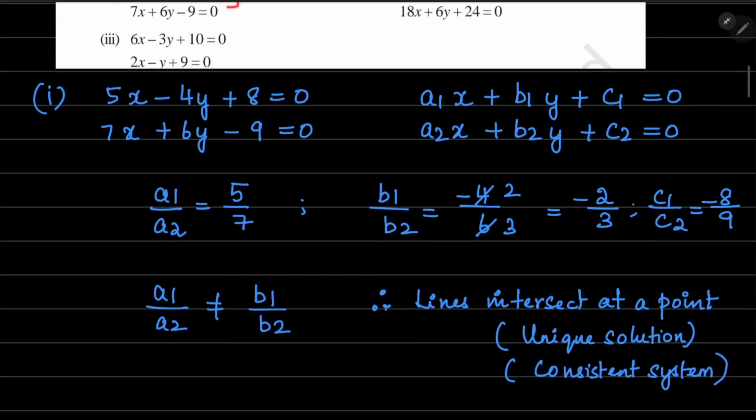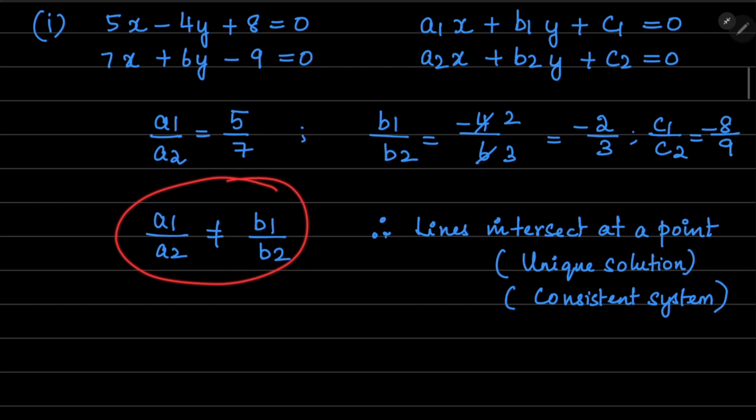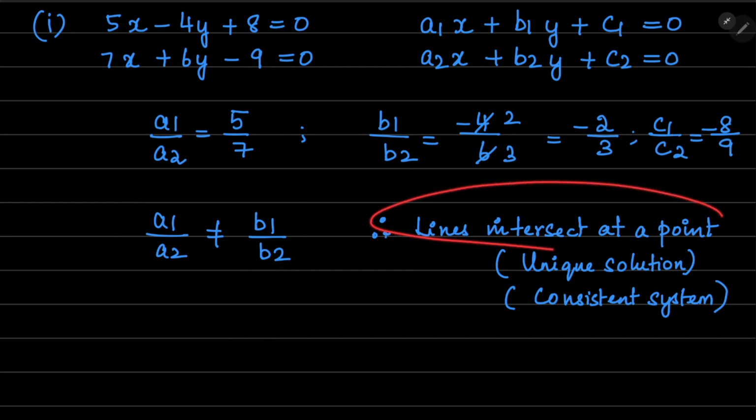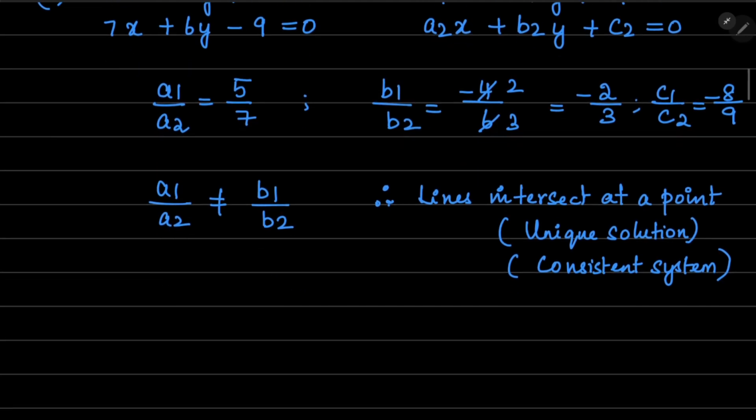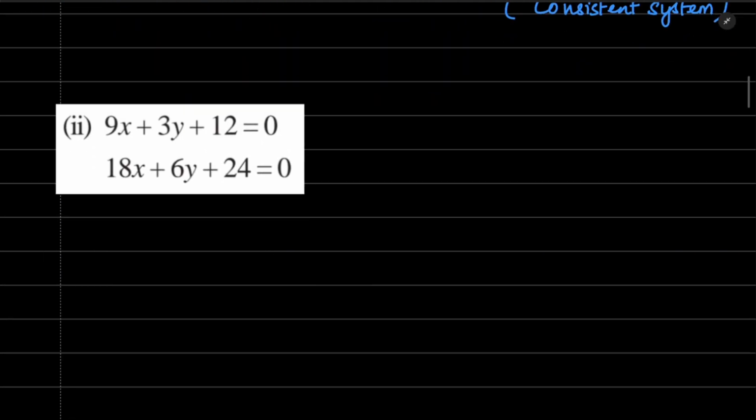So the first question, we have found that a1 by a2 is not equal to b1 by b2, hence the lines intersect at a point. That's all you have to do. Now let's move on to the second question.